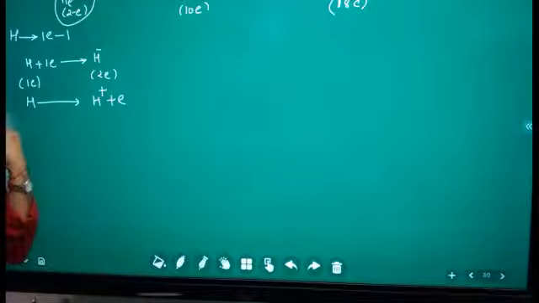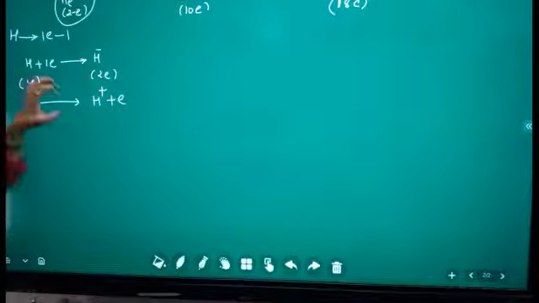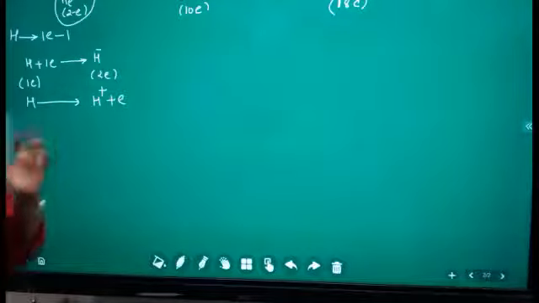Gaining of electrons will be shown on the left-hand side, before the arrow, and losing of electrons will be shown after the arrow, on the right-hand side.